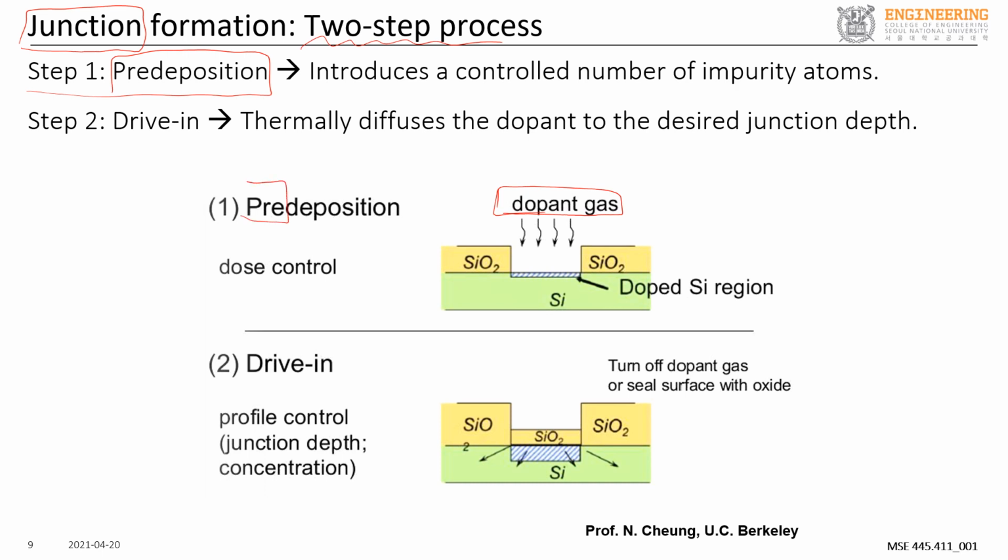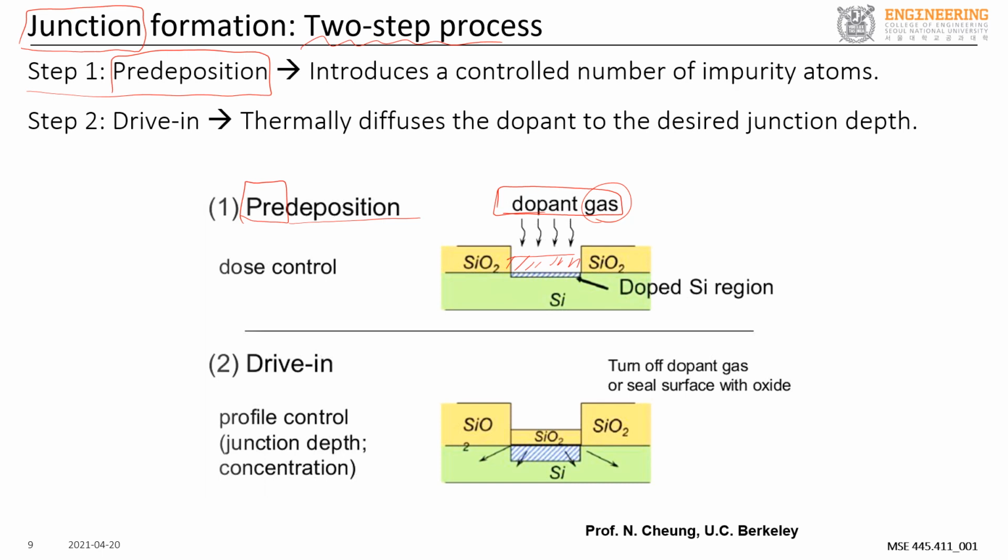So that's called pre-deposition. Sometimes this doesn't have to be a gas. It can be even a solid. You can deposit an actual physical layer with a lot of dopant atoms, and then they will penetrate into the silicon as well. So that's the first step, pre-deposition.